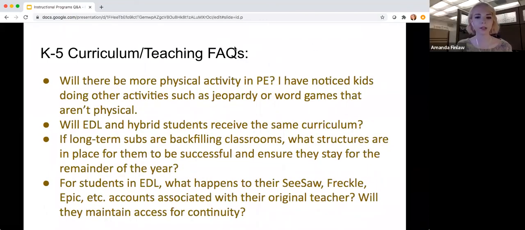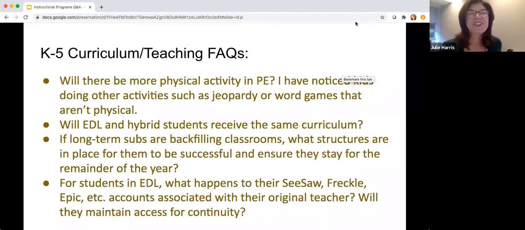Okay, curriculum and teaching questions. Will there be more physical activity in PE? I have noticed kids doing other activities such as Jeopardy or word games that aren't physical. The frequency of PE programming will change when we move into the hybrid model. Please reach out to your PE teacher with questions or concerns that you have about your students' experience.